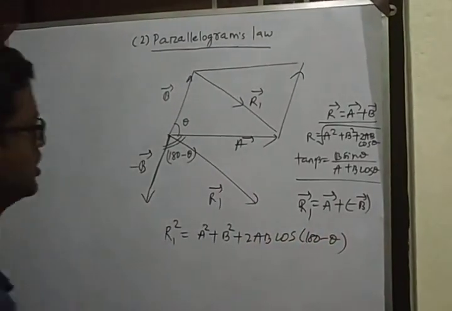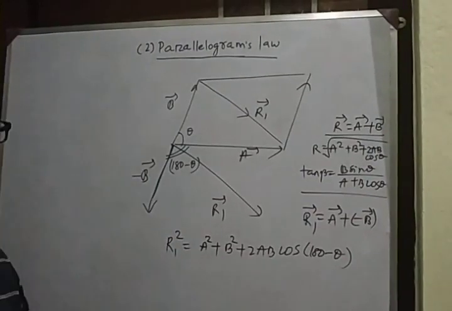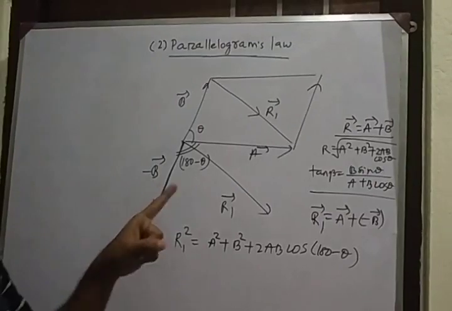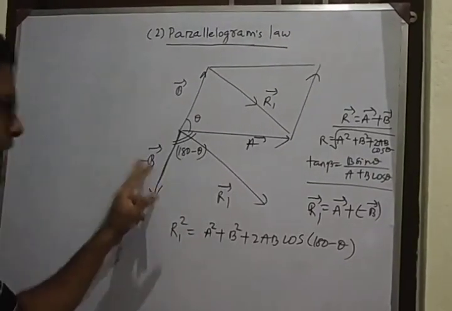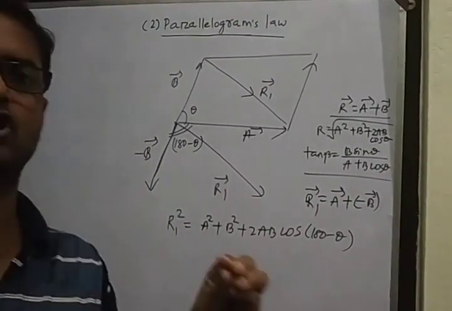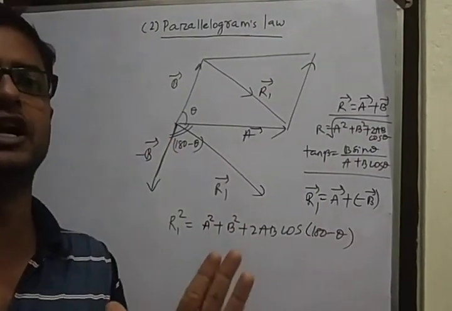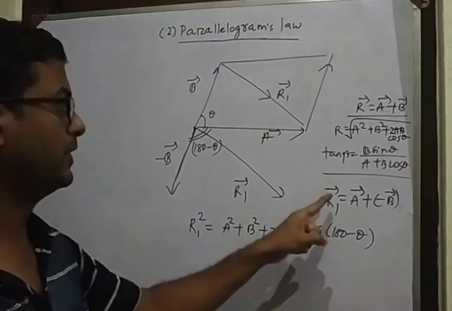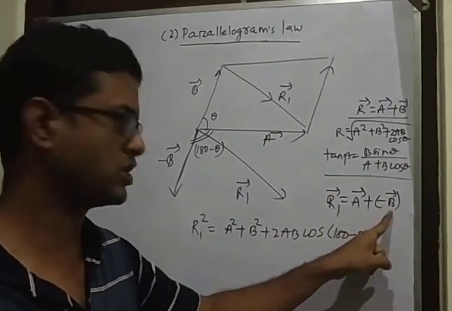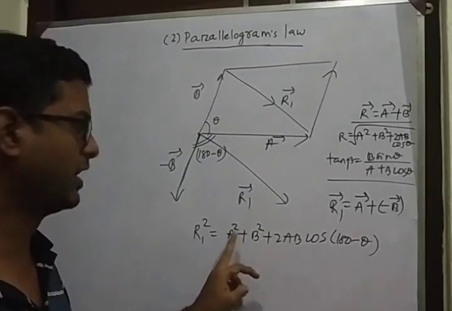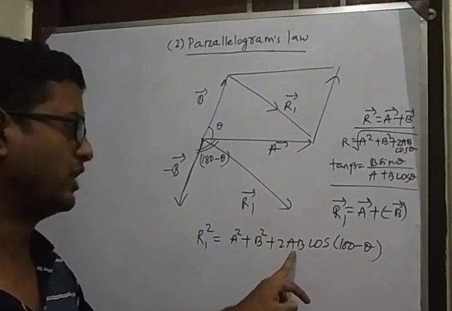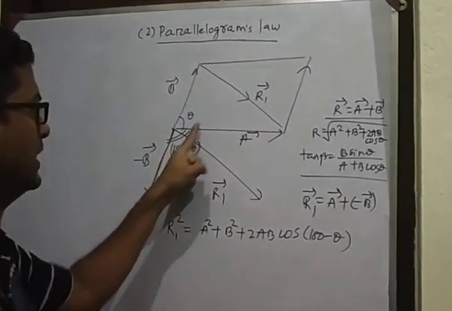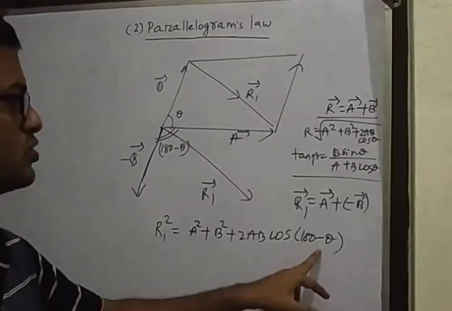Because whenever you are adding two vectors, you have to take the angle between them. Here I am adding A vector and minus B vector. Remember one very important thing: the negative sign has no role in the vector's magnitude. It only assigns the direction. It has no role with the magnitude. So even if it is R1 equals A vector plus minus B vector, I am just taking the magnitude of A, the magnitude of B, 2 into the magnitude of A and the magnitude of B. But now the angle between A vector and minus B vector is 180 minus theta. So this is cos 180 minus theta.